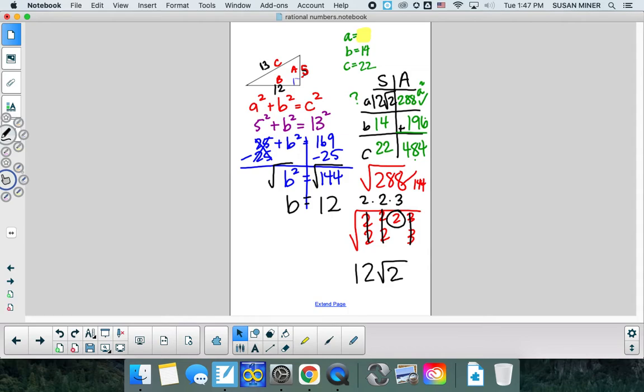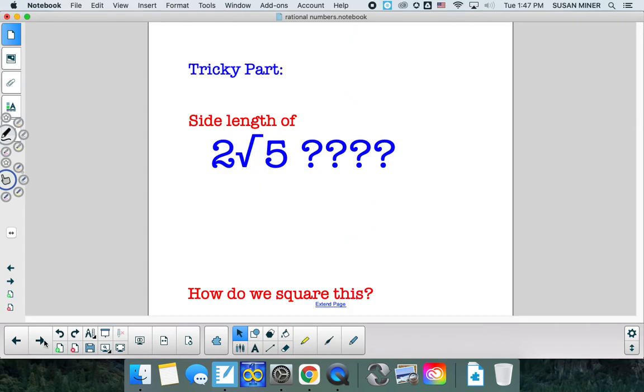All right, what's the tricky part? Well, we just got a side length that was 12 remainder 2. So what if my side length is 12 remainder 2, or I'm going to use this example, 2 square root of 5. This is just another one that's similar to our side length before. If my side length has a remainder on it, like what we just got, how do I get the area? How do I square that?